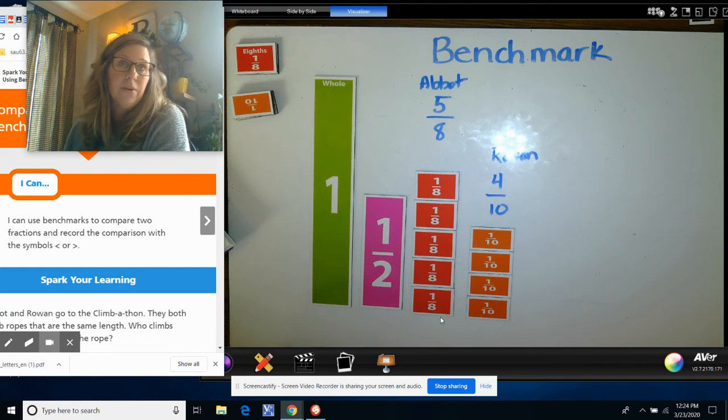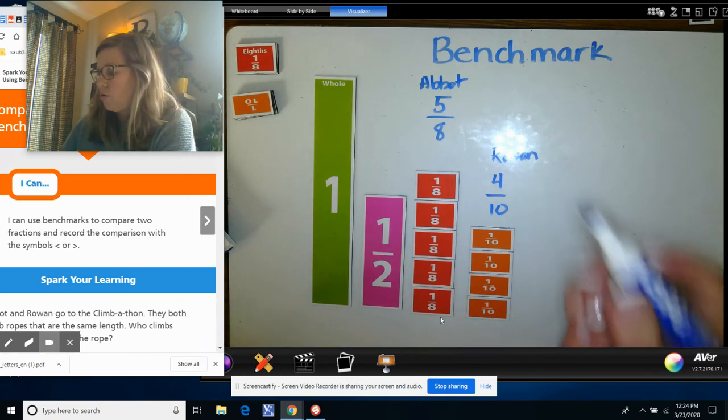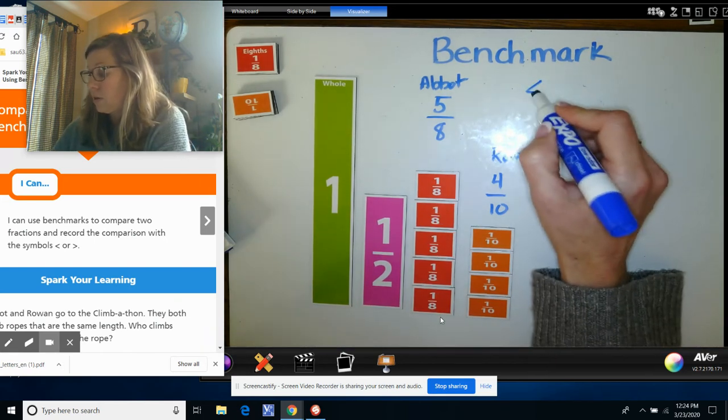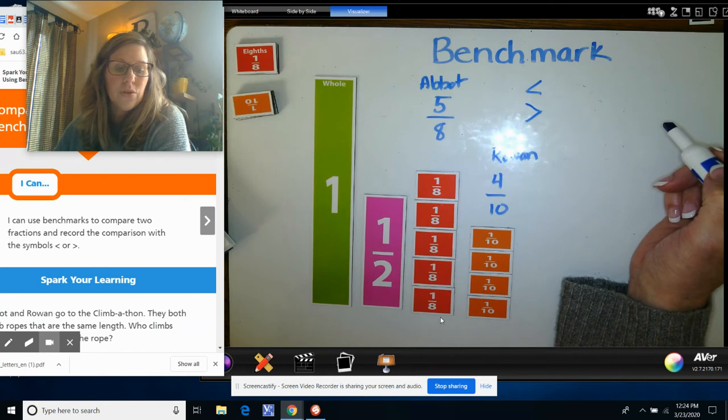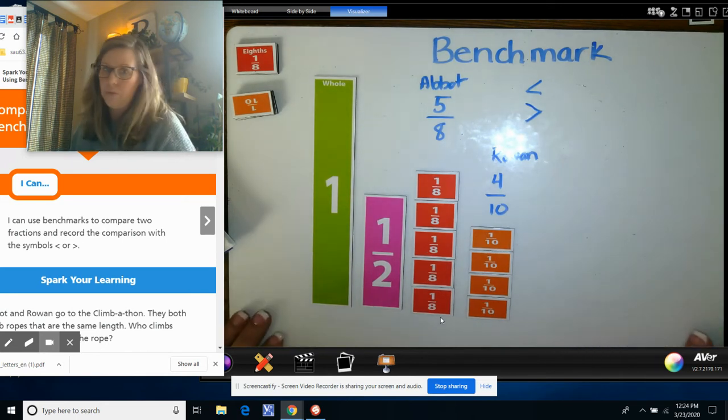What I also would like for you to do is create an equation. Use your fractions and your less than or greater than symbols to create that comparison. I'll give you a moment to do that.